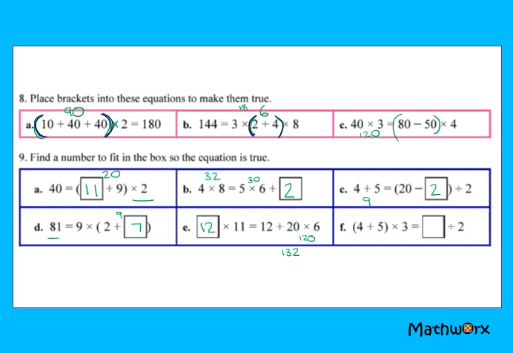Okay, let's look at F. 5 plus 4 gives me 9. Times 3 gives me 18. Right. What do we divide by 2 to give me 18? 36 divided by 2 gives me 18.